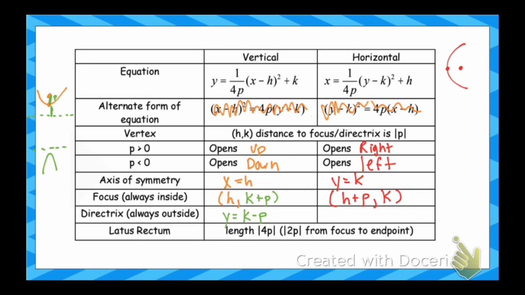If I want to write the equation of the directrix, it's a vertical line, no matter which way it's going. So it's going to be x equals. And again, since it's outside the parabola, we are going to subtract the value of p.